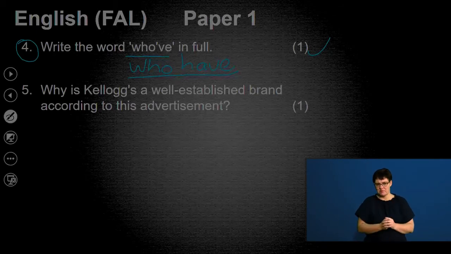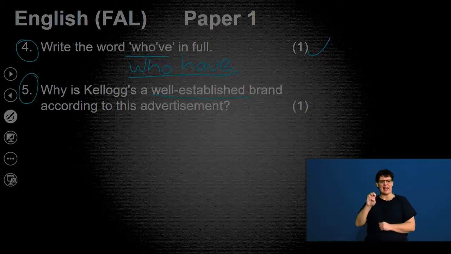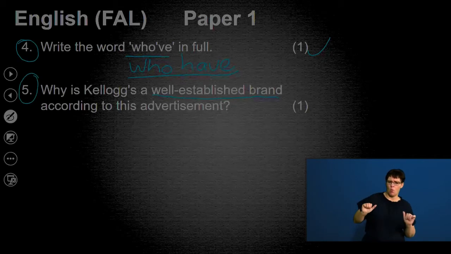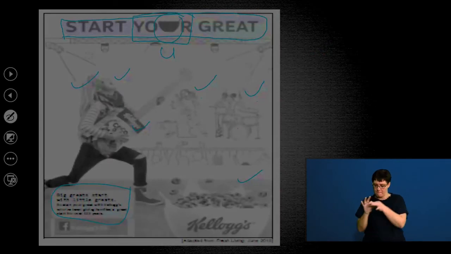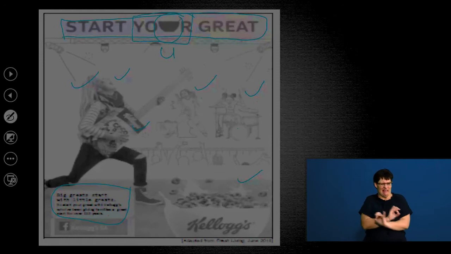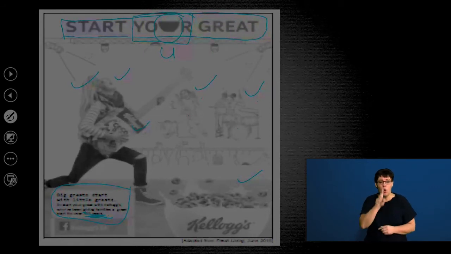And then question 5. Why is Kellogg's a well-established brand according to this advertisement? So we're basically looking for information in our advert, and if you go down here, it's not very clear, but here it says how old the product is. So Kellogg's has been in existence for 110 years. That basically tells you that it has been doing well, and obviously it provides what is expected of it.